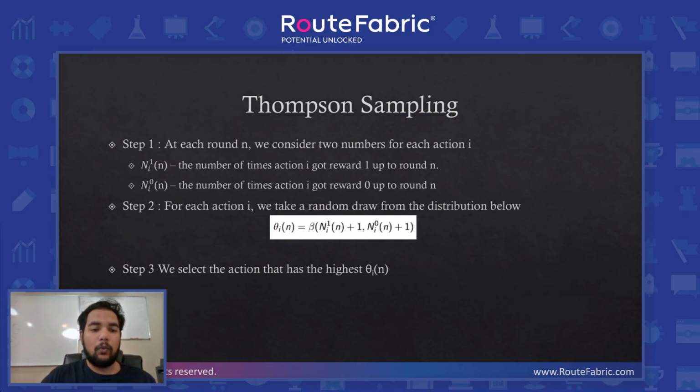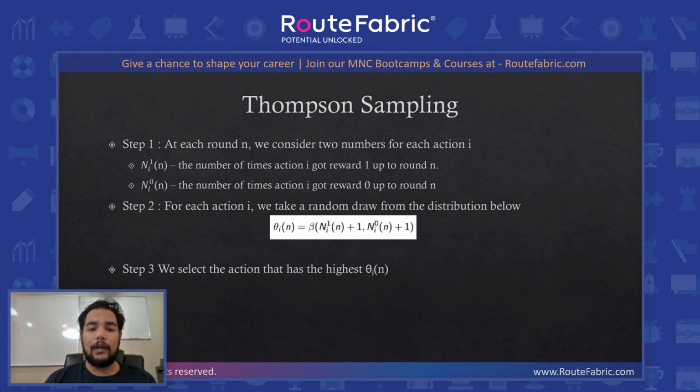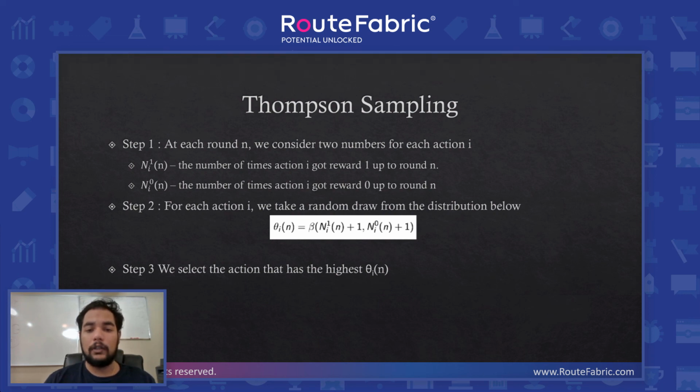Now let us look at one of the sampling techniques in reinforced learning. It is called Thompson sampling. There are 3 main steps. Step 1, at each round, which is each trial, you take 2 numbers for each action. You take one action and then you see if the action yields a reward or does it yield a penalty. And this is usually denoted by 1 and 0, 1 for a good reward and 0 for a penalty.